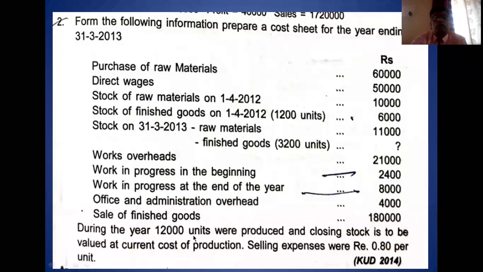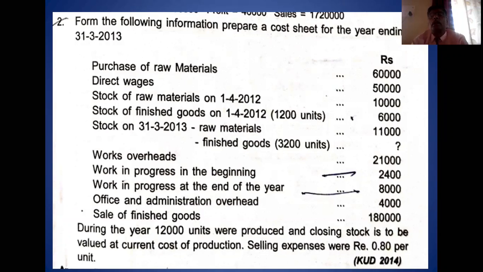Then during the year, 12,000 units were produced. How many units produced? 12,000 units produced during the year, and closing stock is to be valued at the current cost of production. They have given the hints to you how to calculate value of closing stock. And selling expenses were rupees 0.80, means 80 paise per unit. Suppose you sell 1 unit, 80 paise is the selling expense. That is selling and distribution overhead.